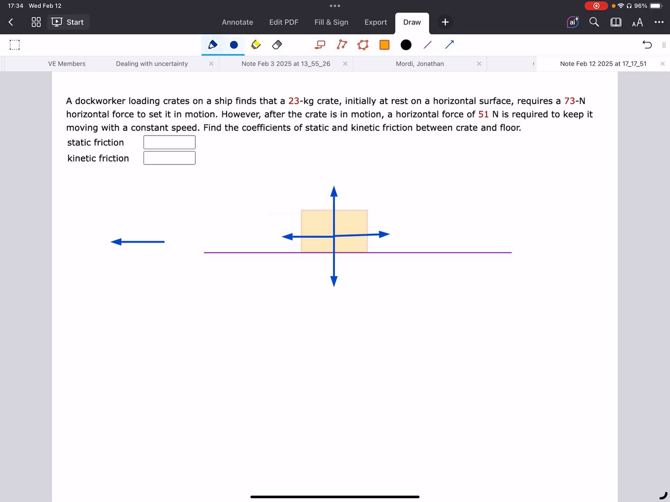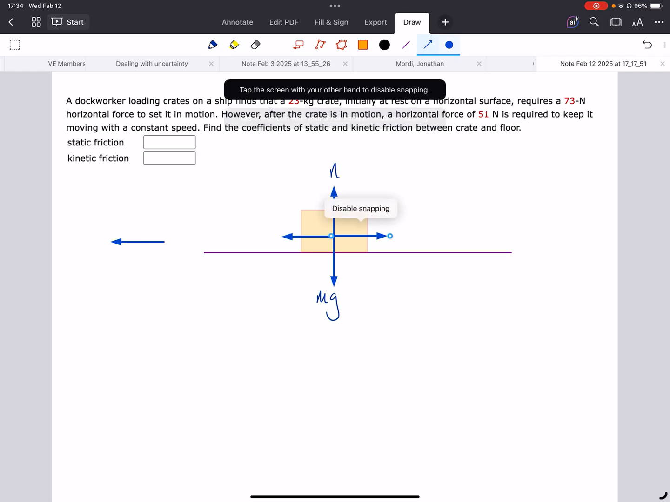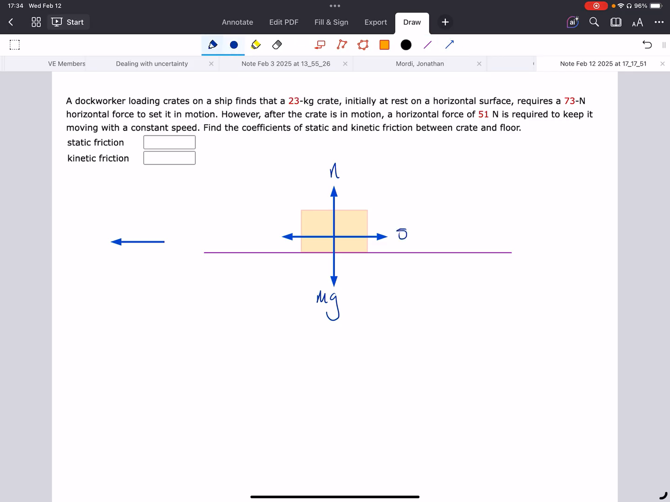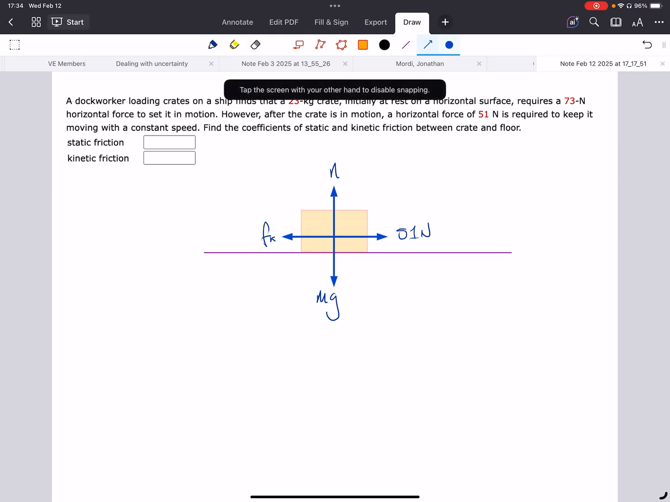I'm going to label them mg and N. This one here is my applied force. This is me pushing with a force of, what is it now, 51 newtons. And instead of labeling this F_S, I'm labeling it F_K because we're now sliding, so this is kinetic friction, not static friction.